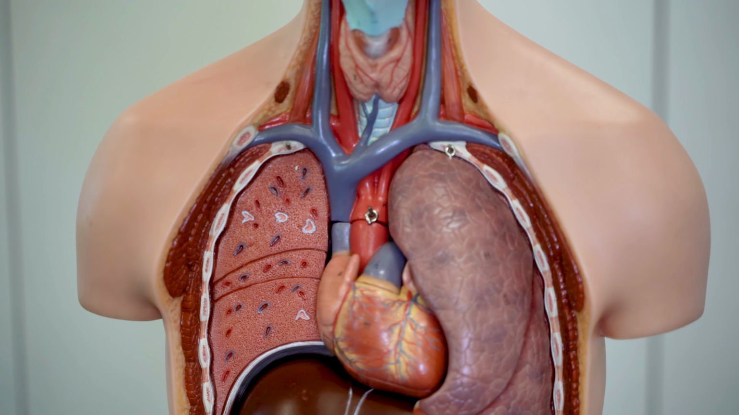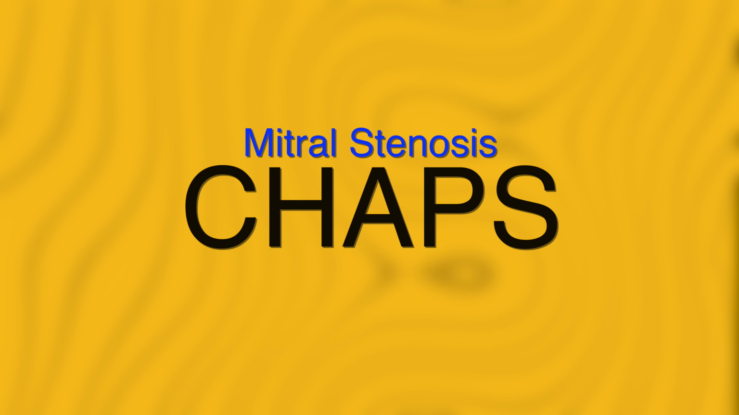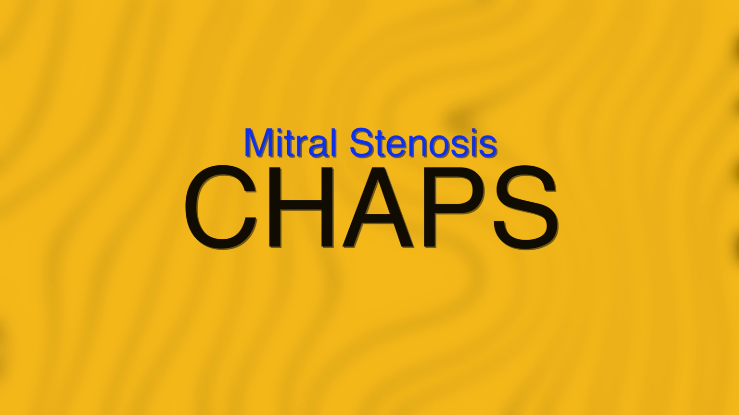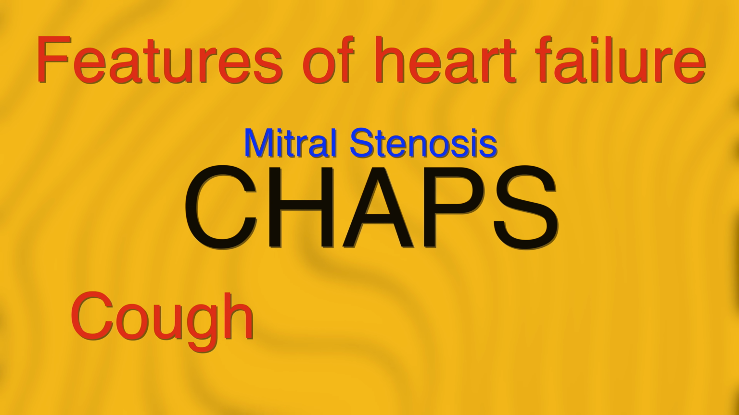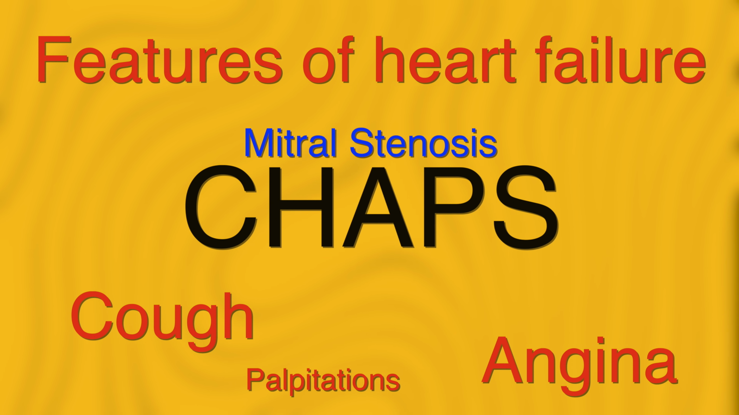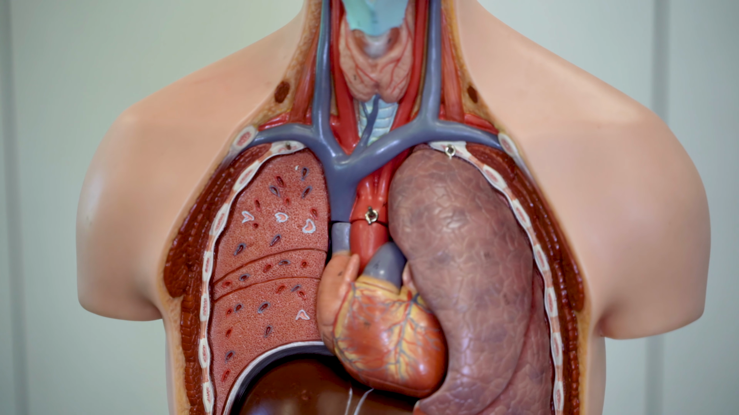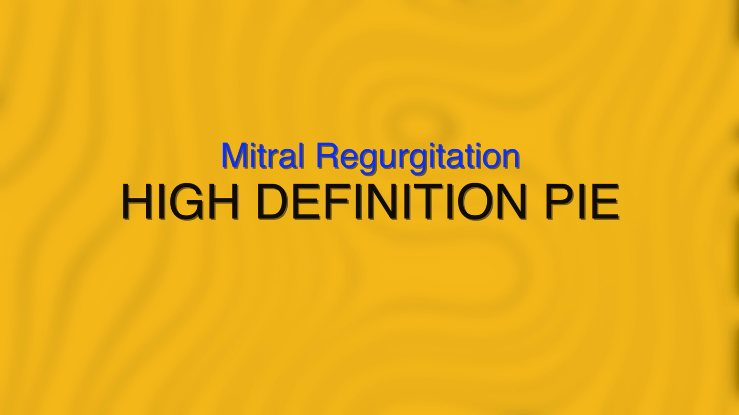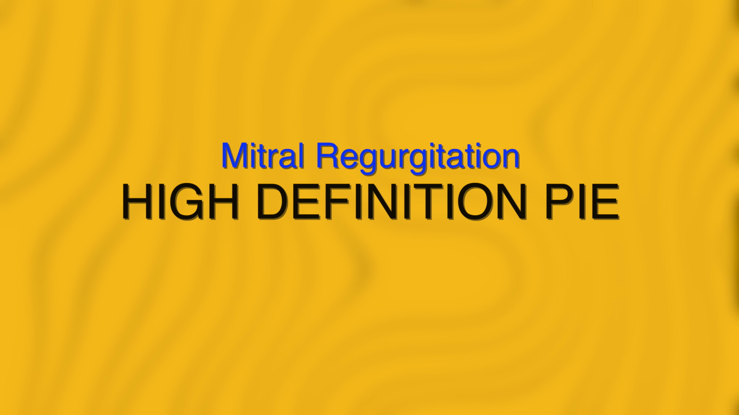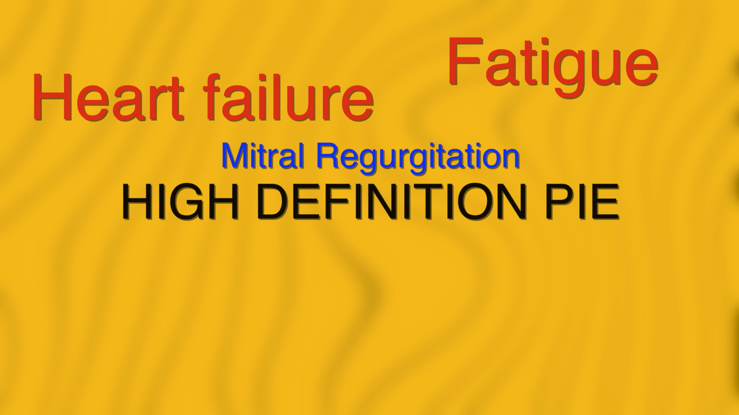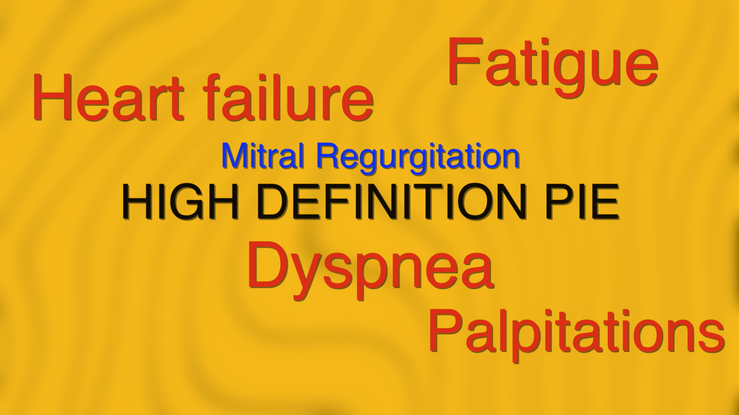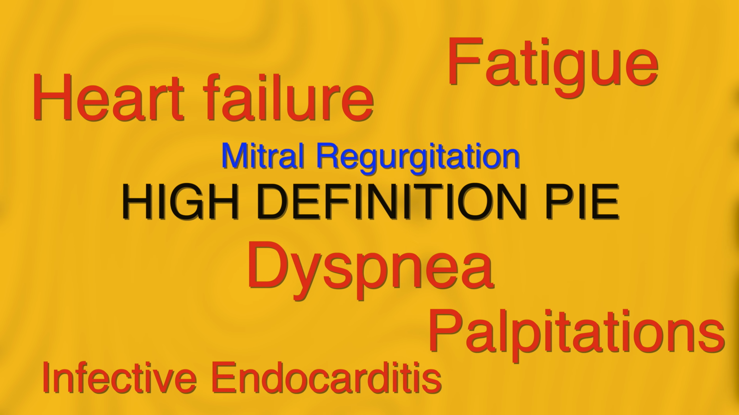With mitral stenosis, chaps get mitral stenosis, so the patient may present with a cough, again features of heart failure, angina, palpitations and possibly shortness of breath. To complete our quartet, mitral regurgitation, again I'm really straining here, but you get a high definition pie with mitral regurgitation. Again, heart failure or possibly fatigue, dyspnea, and you'll also have palpitations, and as mentioned, one of the main causes here, they may have had or tell you about previous infective endocarditis.